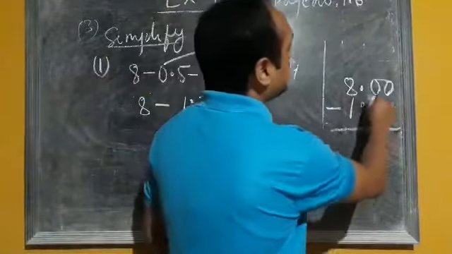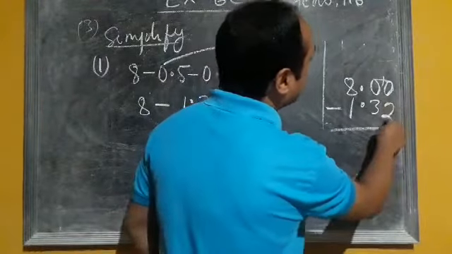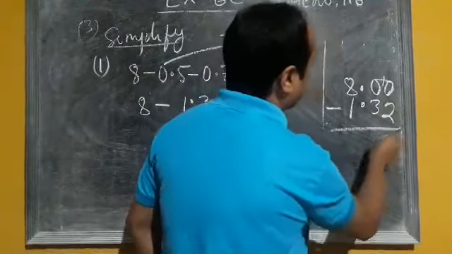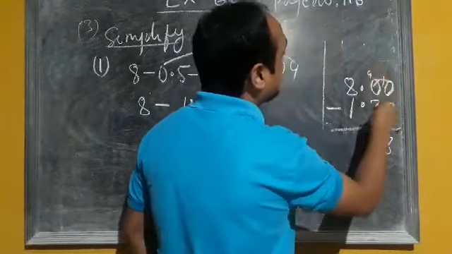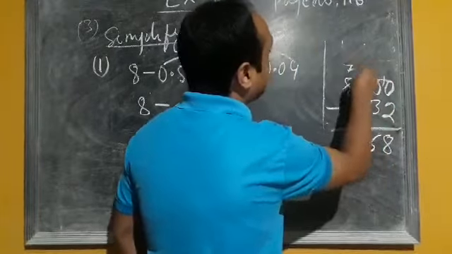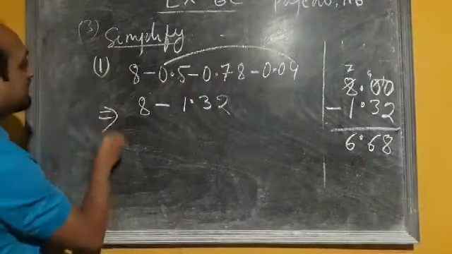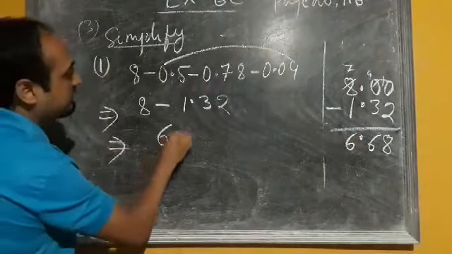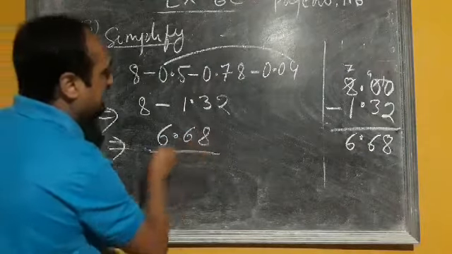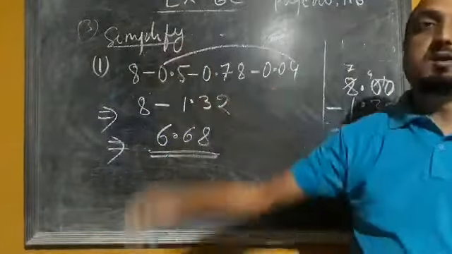So here 1 minus 3, 2. Now what we'll do, we will carry 1. So 10 minus 2, we have 8. Now this one is 9, 9 minus 3, 6. Point. This one is already 7, 7 minus 1, 6. So how much we'll get here? It will be 6.68. So this is the answer for this question number 1, simplify.